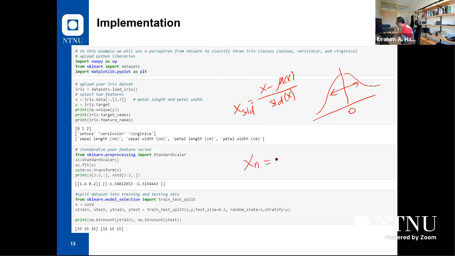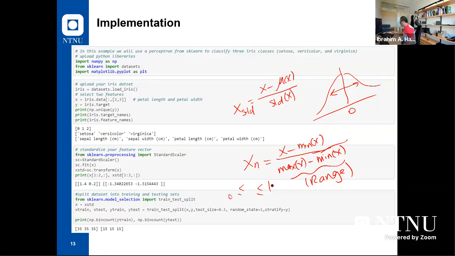If we want to normalize instead, it will be xn, for example, equal to x minus the minimum of x, divided by the range. The range will be the maximum of x minus the minimum of x. In this case, all data points will be greater than or equal to 0 and less than or equal to 1. So now it's normalized.